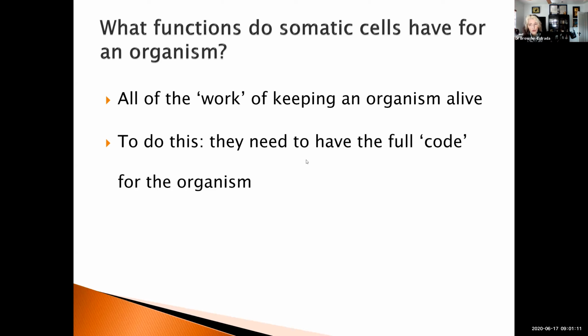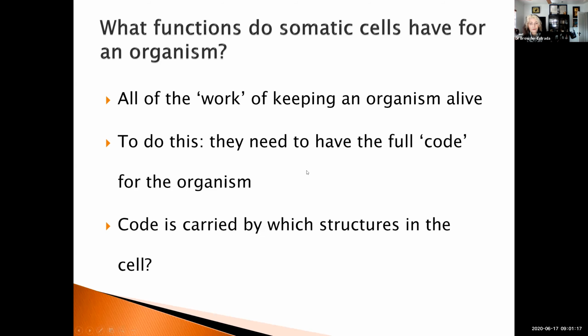So that total chromosome number for humans is 46. That's our total number. And code, again, is carried in the structure of a molecule called DNA. But DNA molecules form a long thread-like structure that generically is called a chromosome. So that's your active coding structure, the chromosome.